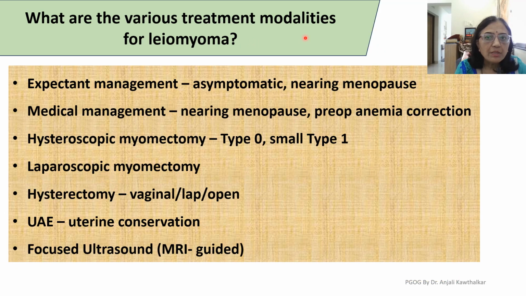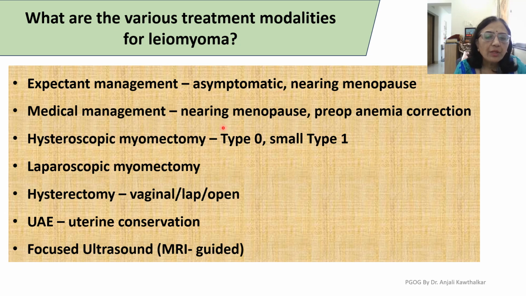What are the various treatment modalities? If you are asked, what are the various treatment modalities for treatment of leiomyoma? First is expectant management, which is usually considered when it is an asymptomatic fibroid and a woman is nearing menopause, because it is seen that postmenopausally, with the fall in estrogen level, the fibroid usually reduces in size and remains asymptomatic throughout the postmenopausal life, and that is the reason expectant management can be advocated for perimenopausal women, especially with an asymptomatic fibroid.